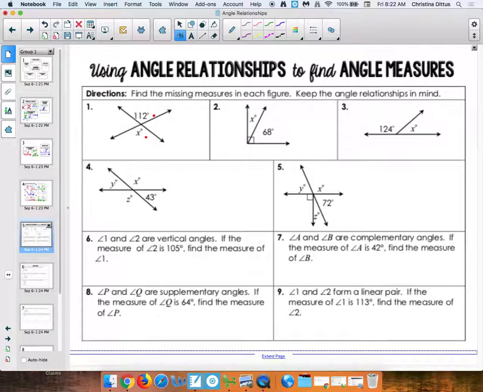Are they adjacent? Are they vertical? Yeah. What do I know about vertical angles? They're the same, so how big is X? 112. Good.